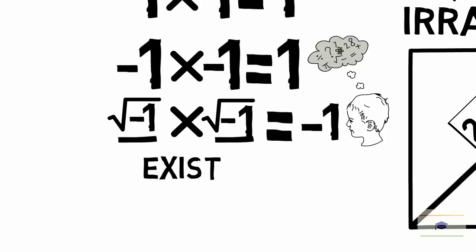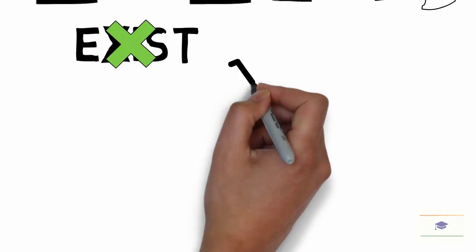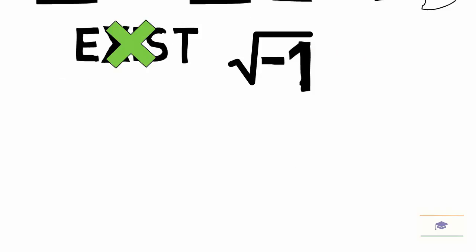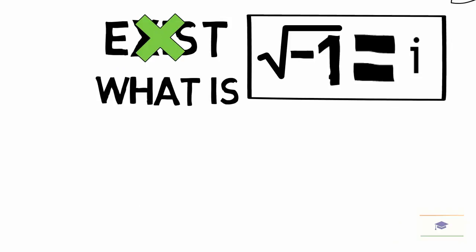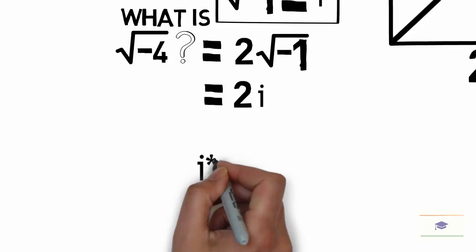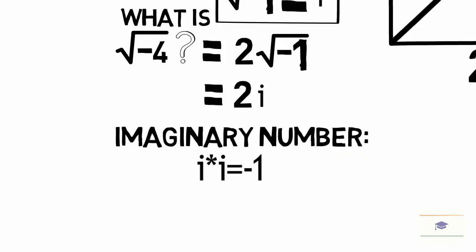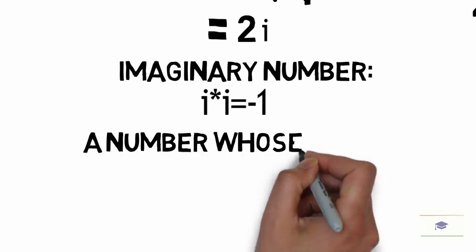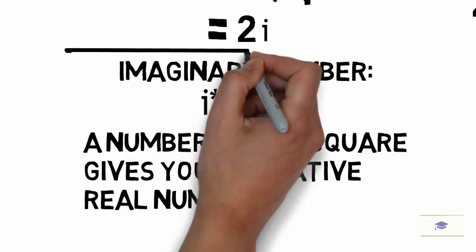But does this number exist? No, it doesn't. It is just an imaginary number. Let us say that this number exists and is equal to i. Can you calculate the square root of -4? So root -4 equals 2 multiplied by the root of -1, which is then equal to 2i. If we multiply i with itself, it gives you a negative real number. Hence the definition of an imaginary number becomes a number whose square is a negative real number. These numbers cannot be placed on the number line.